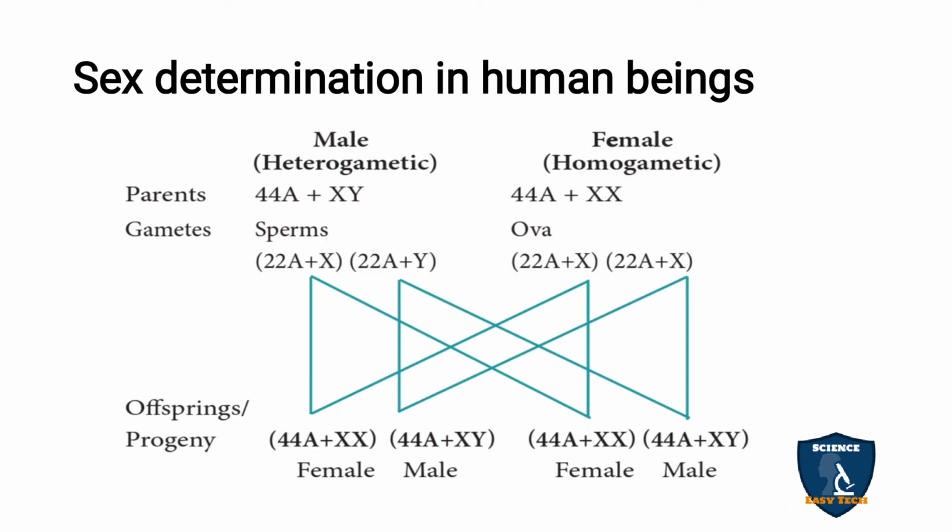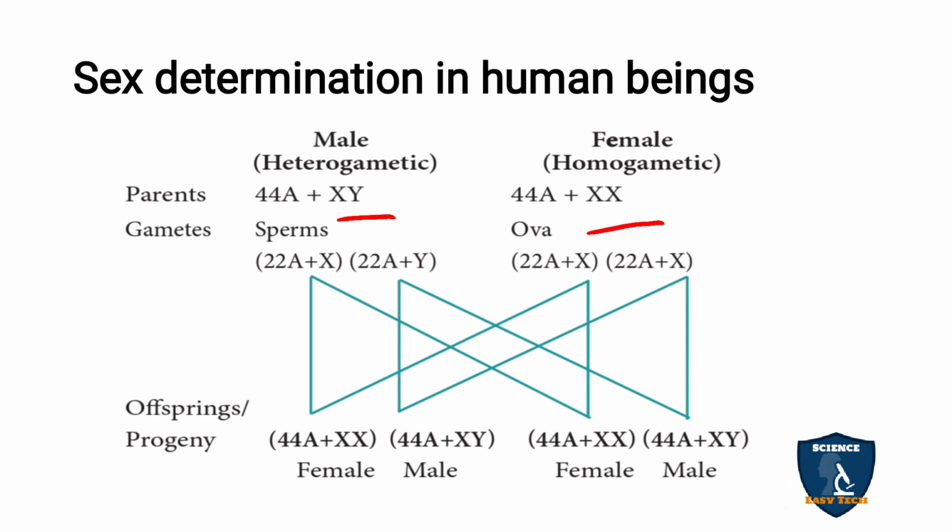Sex determination in human beings is illustrated here. The male is heterogametic because of the presence of X and Y, and the female is homogametic because of the presence of two sex chromosomes, XX. Now the gametes, sperm and ovum, are formed with 22A plus X, 22A plus Y, and 22A plus X, 22A plus X. On crossing, you get 44A with double X, which is female, and 44A with X and Y, which is male.